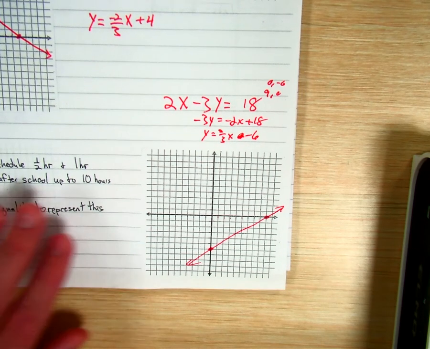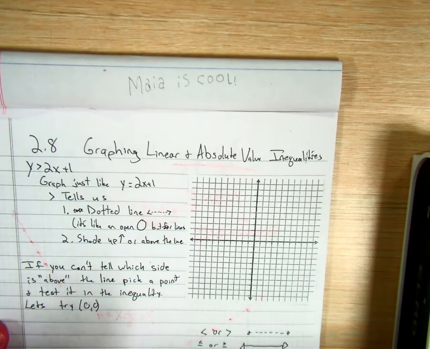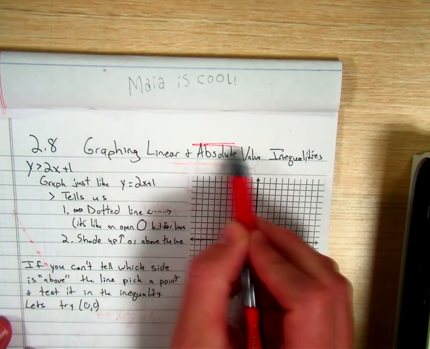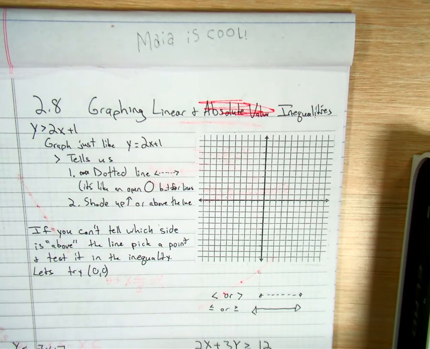Neato. Okay, back to the front side. We are going to graph linear inequalities. Again, not doing the absolute value inequalities today. We're going to come back and get those at a later time.